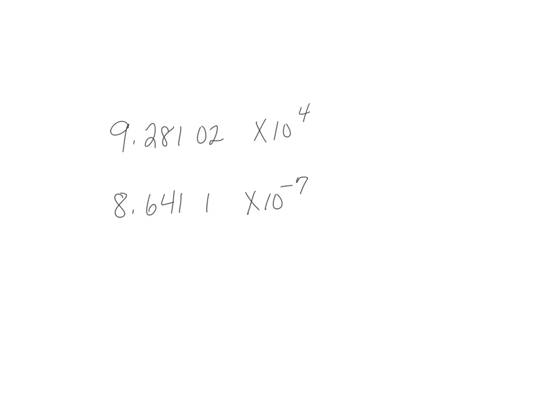So what all of this indicates here, the 9.28102, those are all significant digits. When we convert this from scientific notation to standard notation, every one of those values must be written. It's a positive exponent, which means it's a number greater than 1.